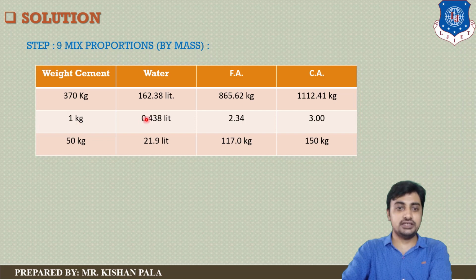So with the 1 kg, water mass will be 0.438 liter, and for the fine aggregate we will require 2.34 kg, and for the coarse aggregate we will require 3 kg of mass. And then we have to finalize the proportion based on the 50 kg of the cement, because our cement bag is packed based on 50 kg. So you can see the proportion based on the 50 kg of cement.